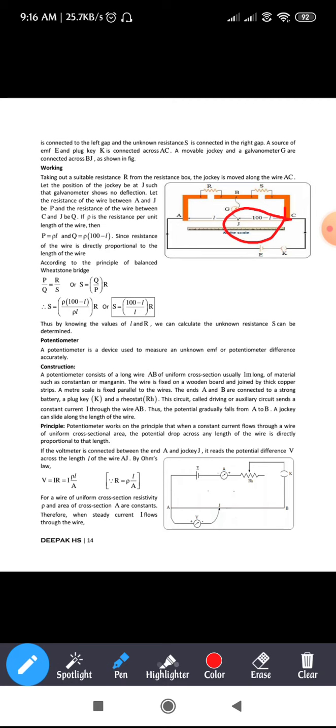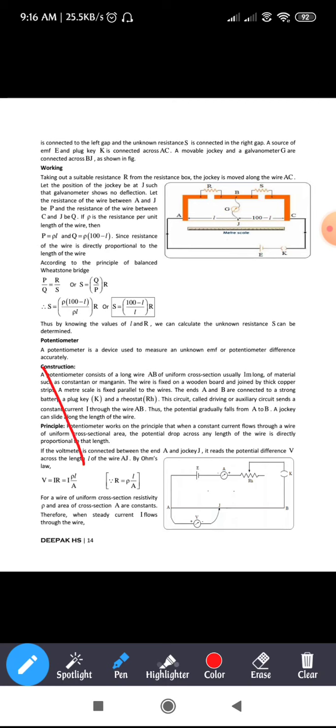So next, let us take P equal to rho into L. Next, Q should be equal to rho into 100 minus L, because P is the value between A and J.